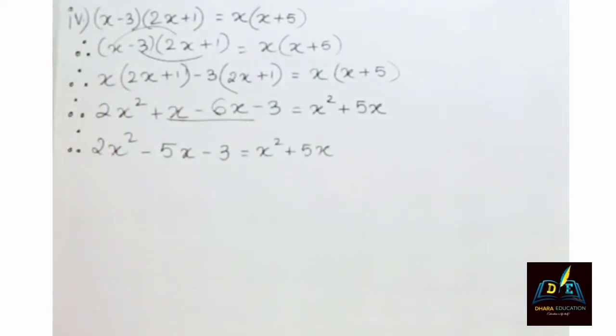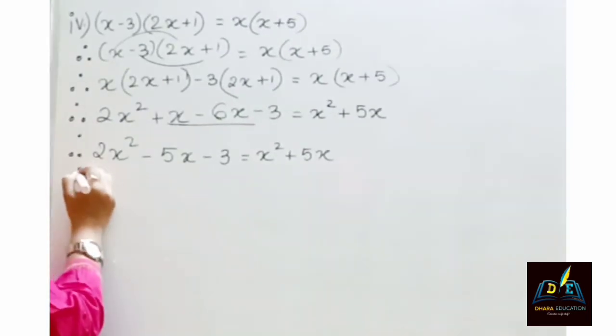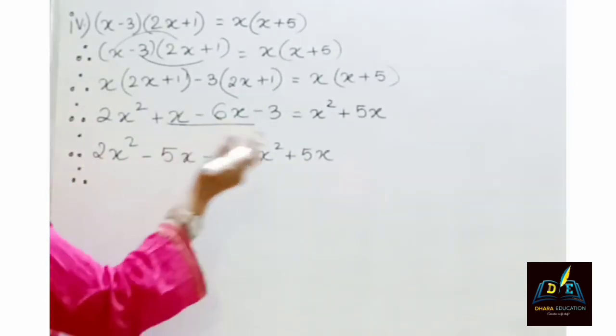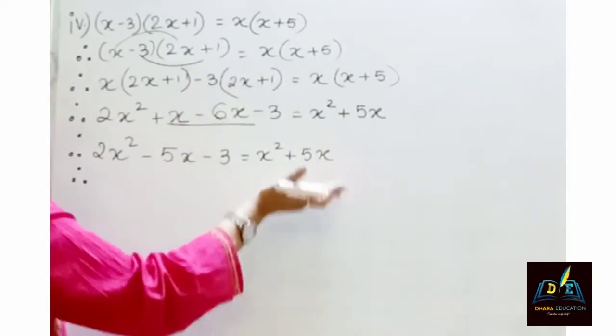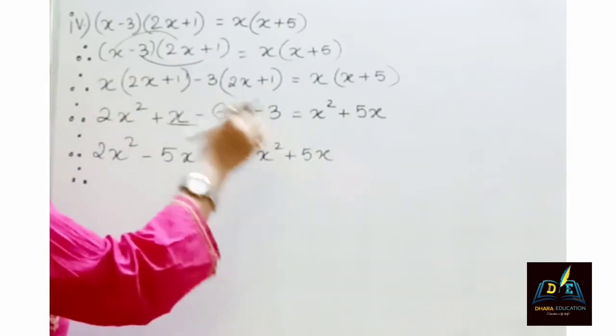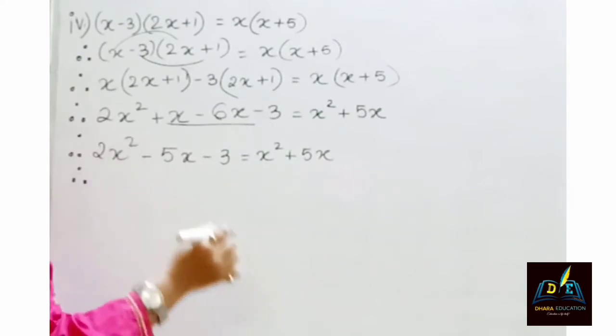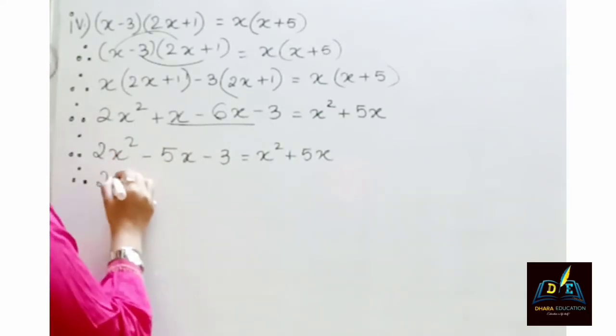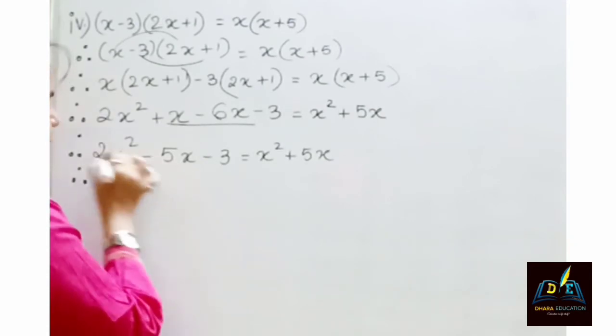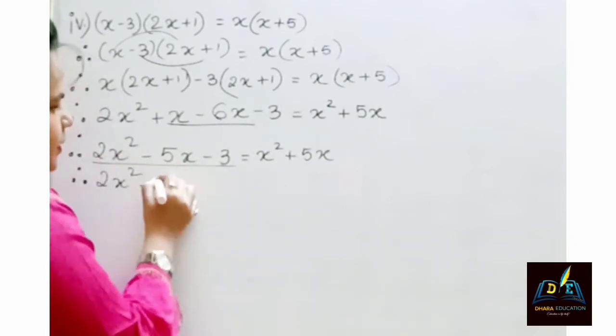Okay. So the next step is we have to take all those terms from the right hand side to the left hand side, and then put 0 over there, as per the standard form of a quadratic equation. So 2x square as it is, we have to write the entire thing.